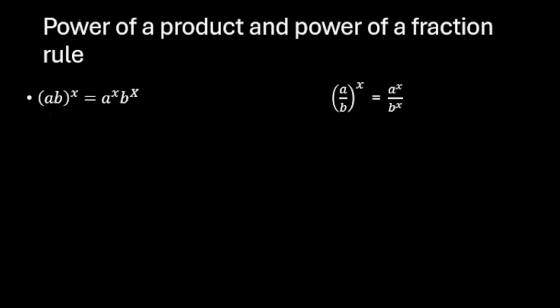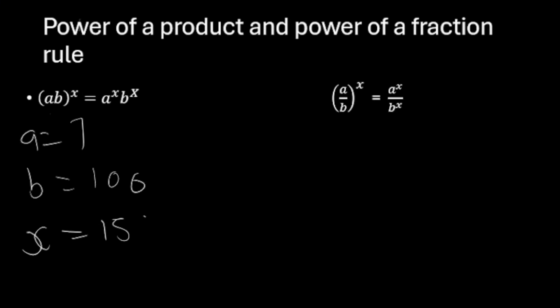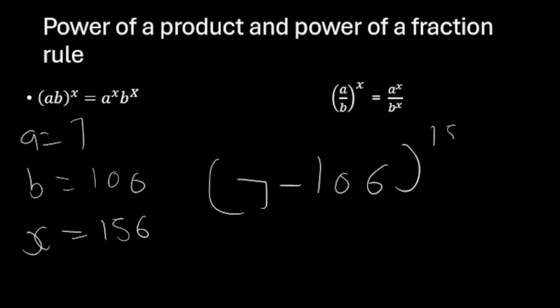Another example, if A was 7, B was 100, and X was 156. We replace A. I'm going to be subtracting this time. I mean, they can give you any operation. So this exponent, remember that there's an invisible exponent 1 here. So we'll be multiplying this by this, which is 156.